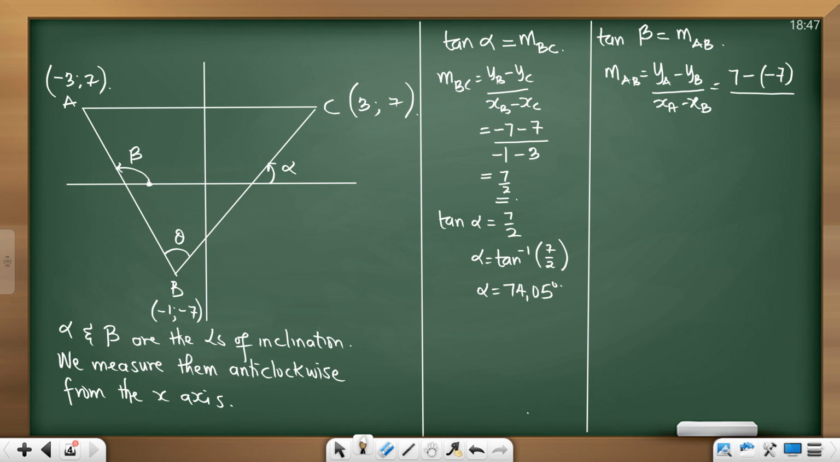X value of A is what? Negative 3 minus X value of B, negative 1. What will my answer be? That is 14 over what? 1 minus 3, negative 2. So that should be negative 7. Confirm? All right, great, beautiful. I see a lot of negative 7s coming in.